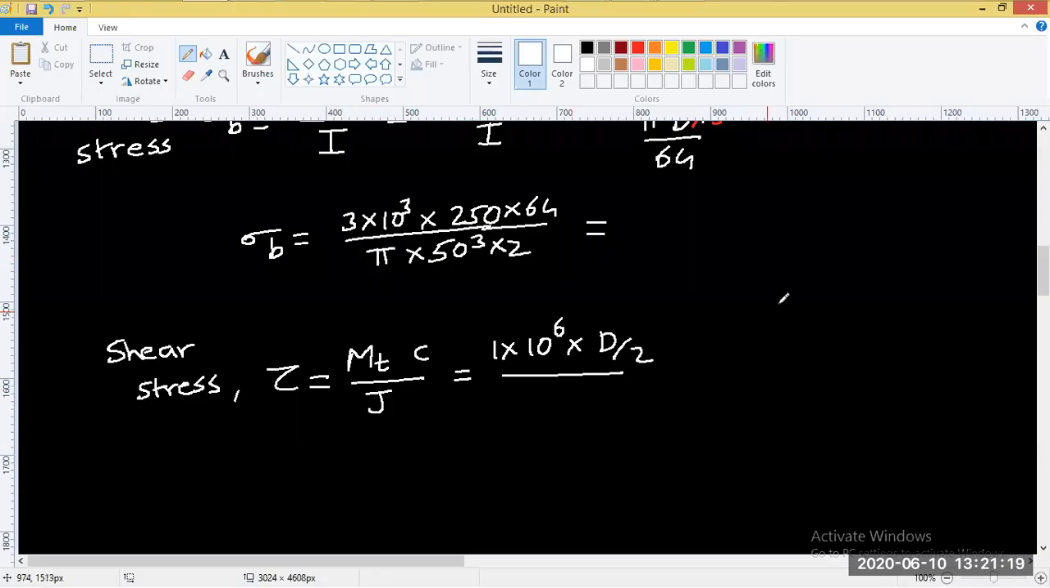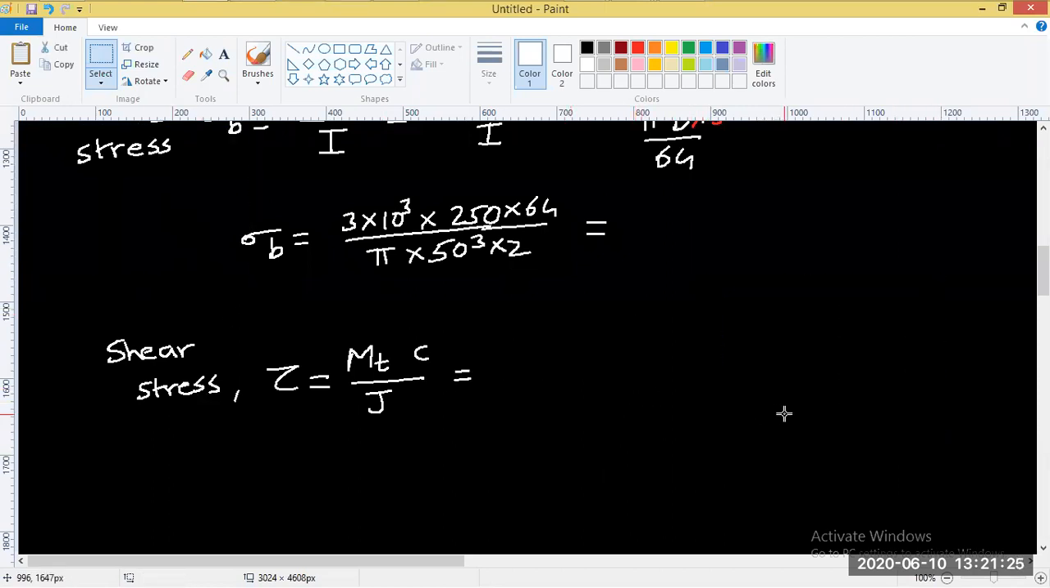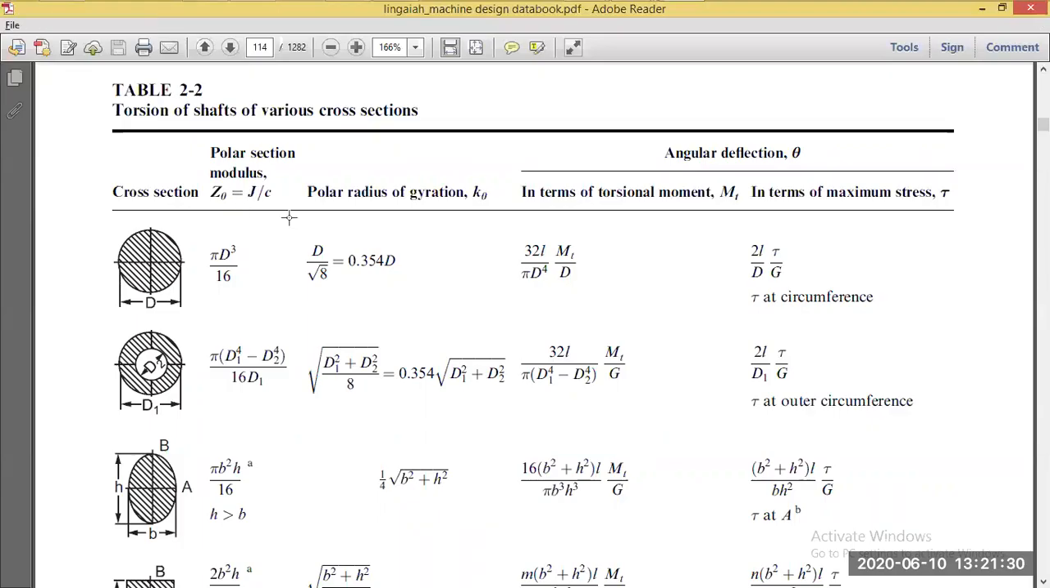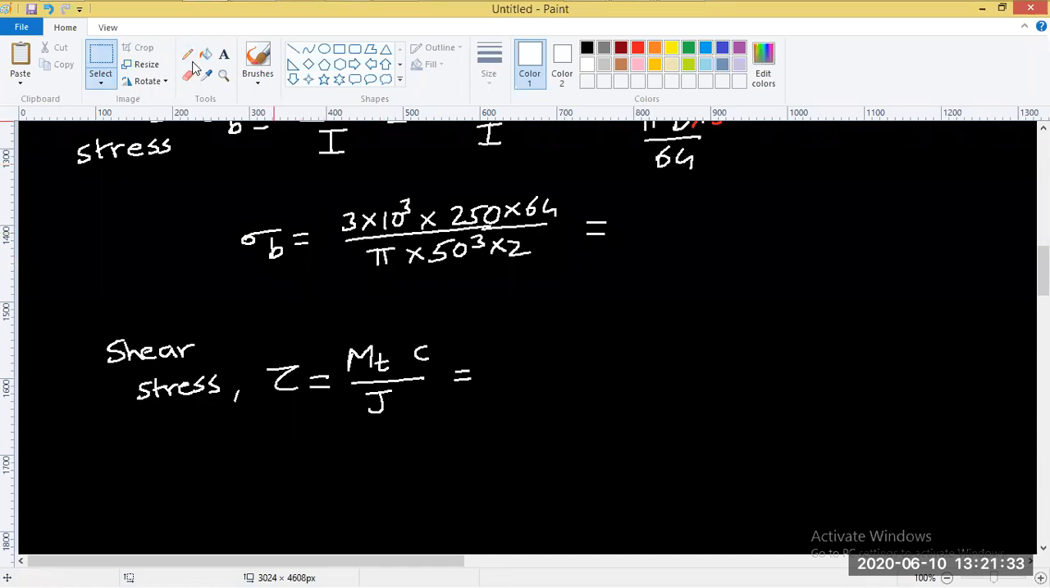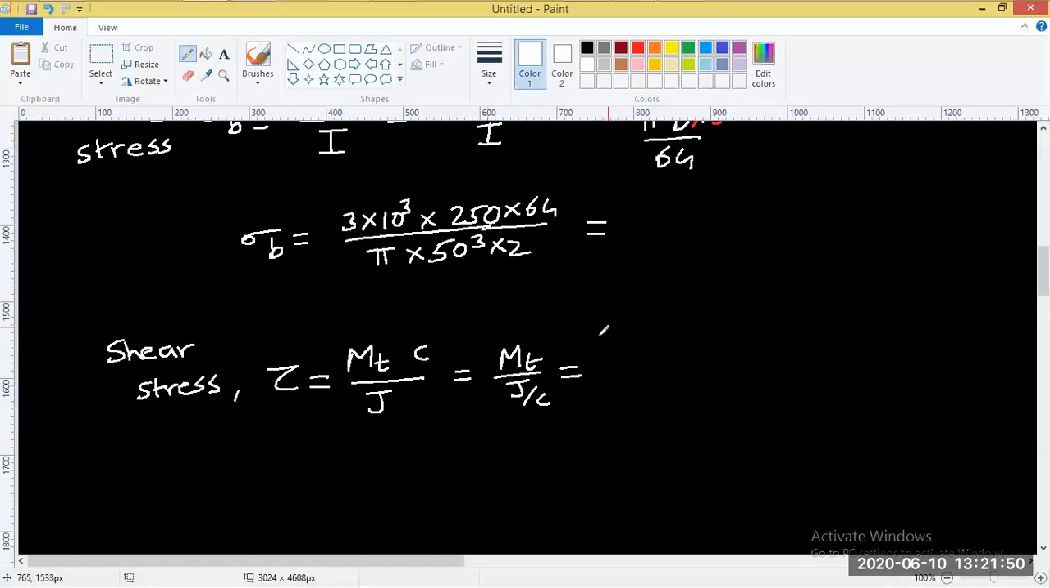So we can condense this even further. According to the data handbook, J by c is Z, the polar section modulus. So let's condense it to the same form. This can be written as Mt by J by c. This c goes to the denominator's denominator, and you can see J by c is nothing but Z here. So we'll make this as Mt by Z. Once you make this, it becomes simpler for us.